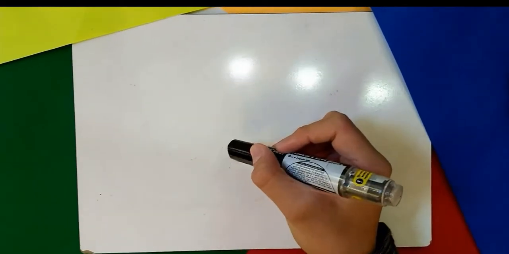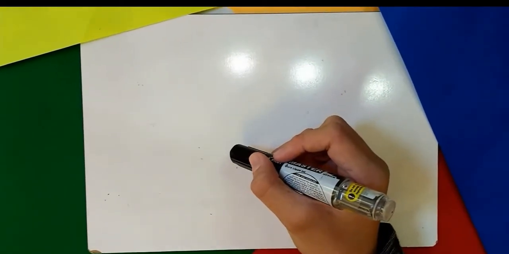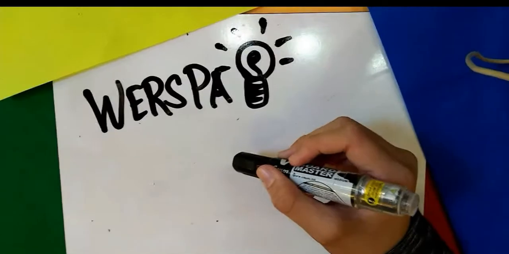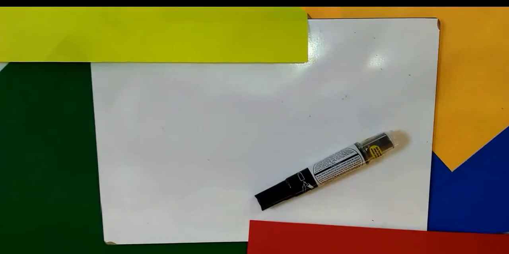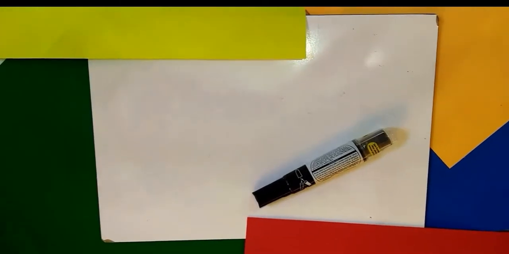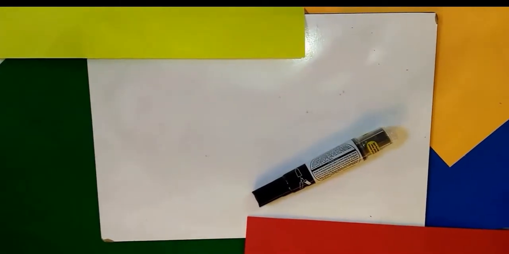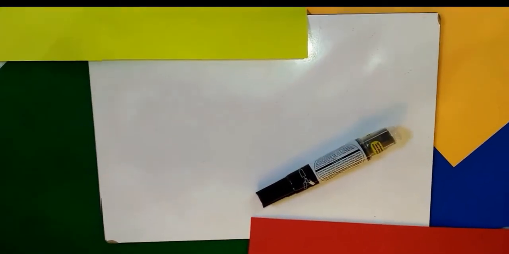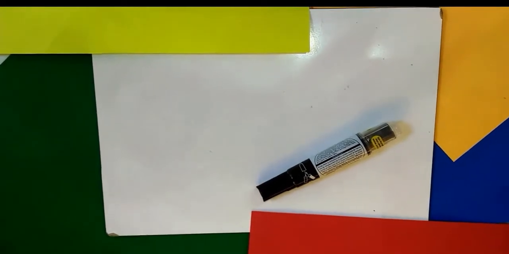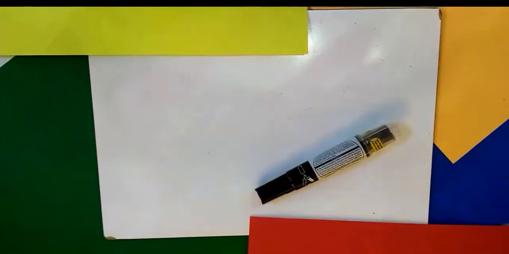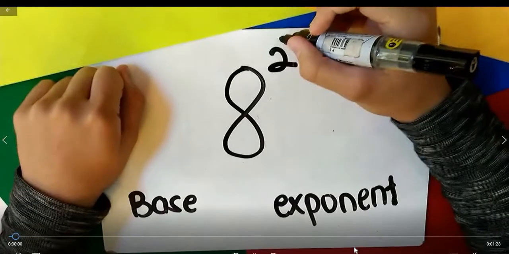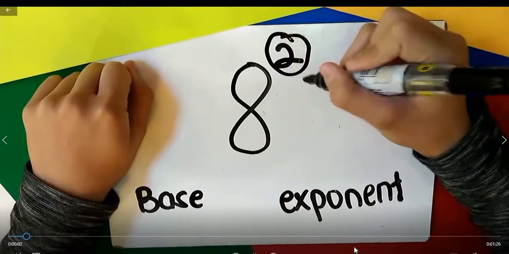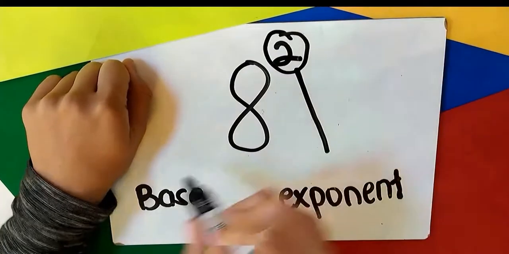For beginners, what are exponents? Exponents are also called power or indices. Exponent is a quantity representing the power to which a given number or expression is to be raised, usually expressed as a raised symbol beside the number or expression. Seems hard to understand, right? Exponents are the number on the top right of the base number.